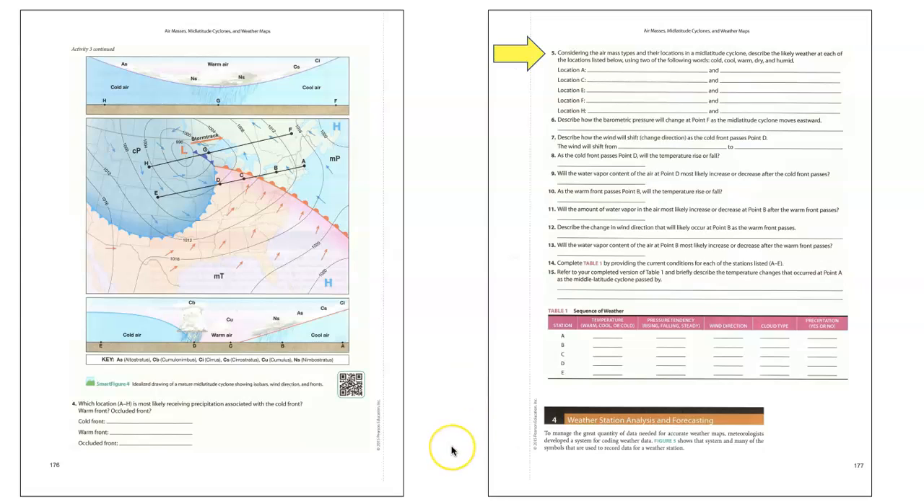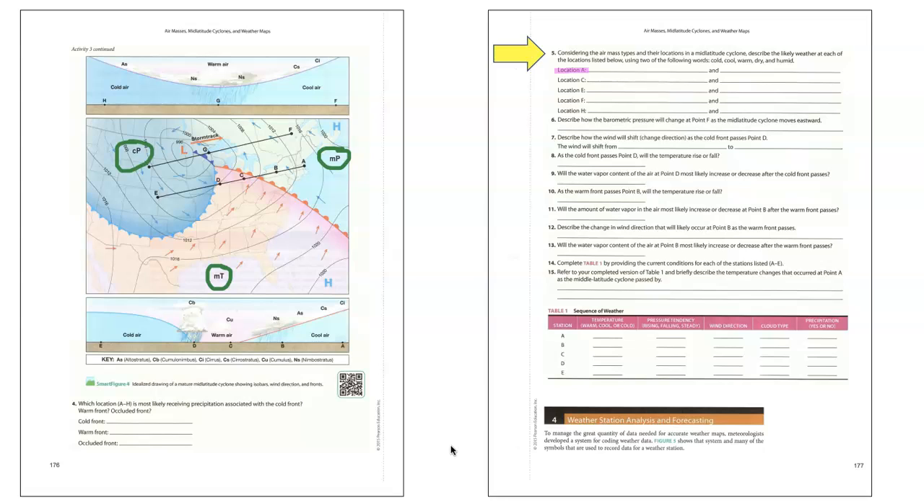Question 5 says, considering the air mass types. Well, let's stop right there. What are the air mass types in this picture? Well, we have CP, continental polar, we have MP, maritime polar, and we have MT, maritime tropical. So back to the question. Considering the air mass types and their locations in the mid-latitude cyclone, describe the likely weather at each location listed below using the following words: cold, cool, warm, dry, and humid.